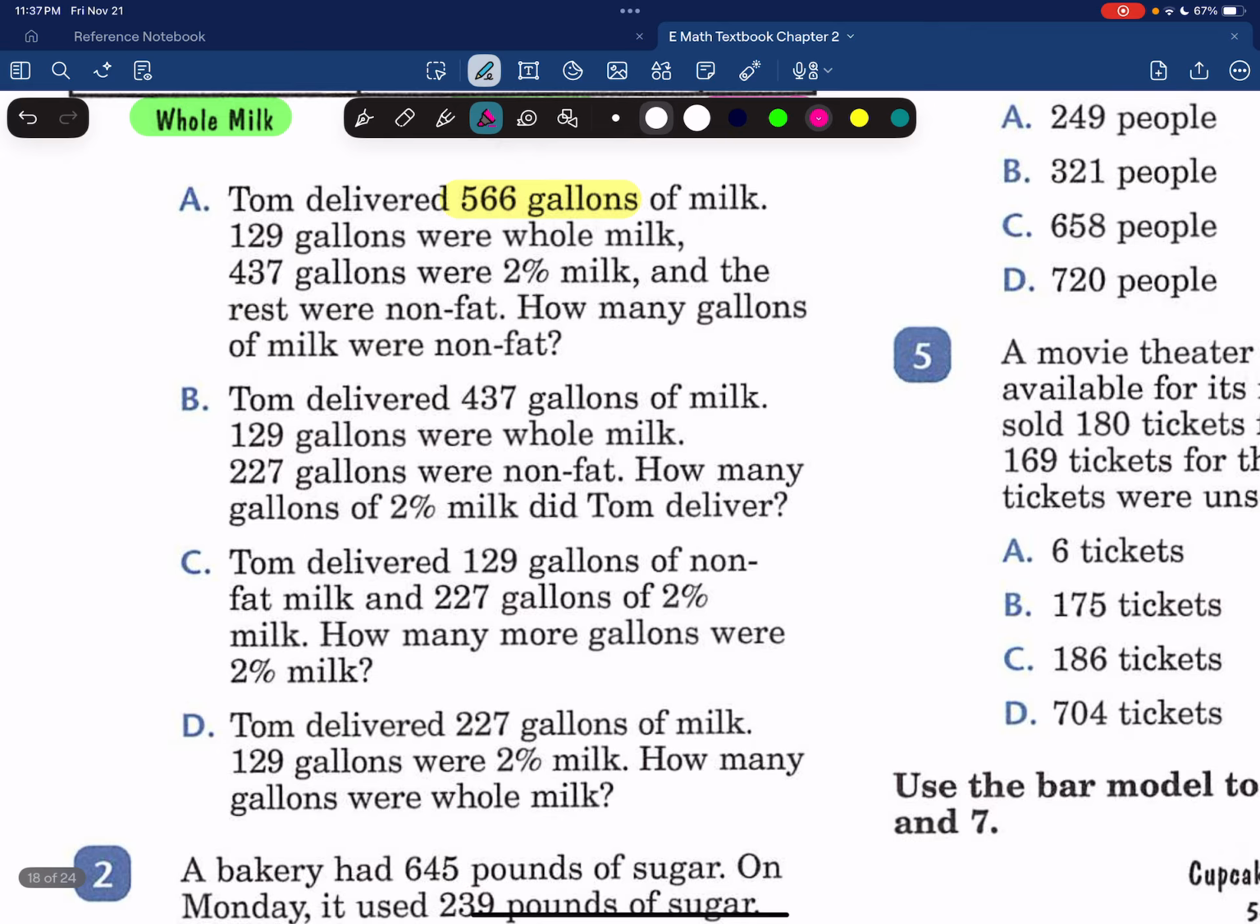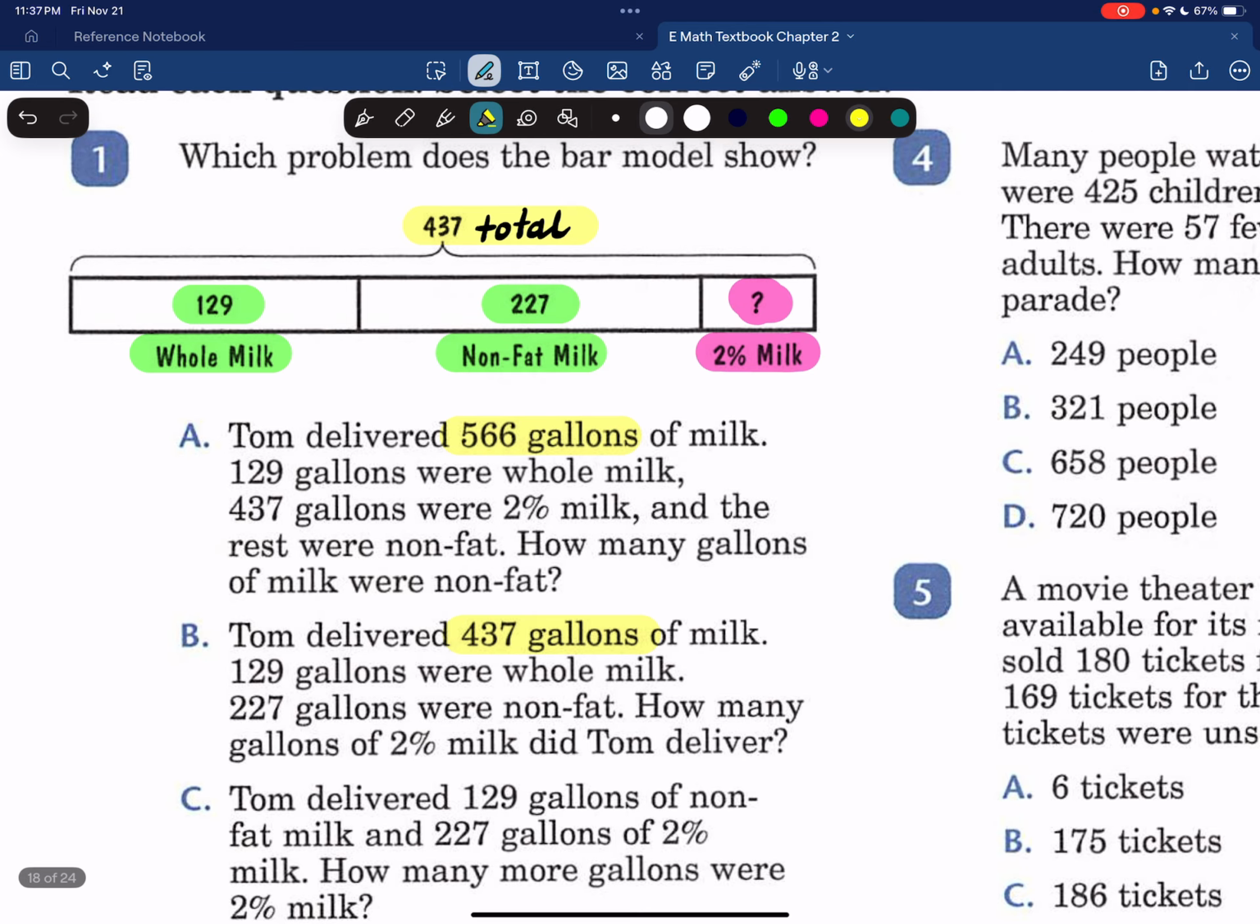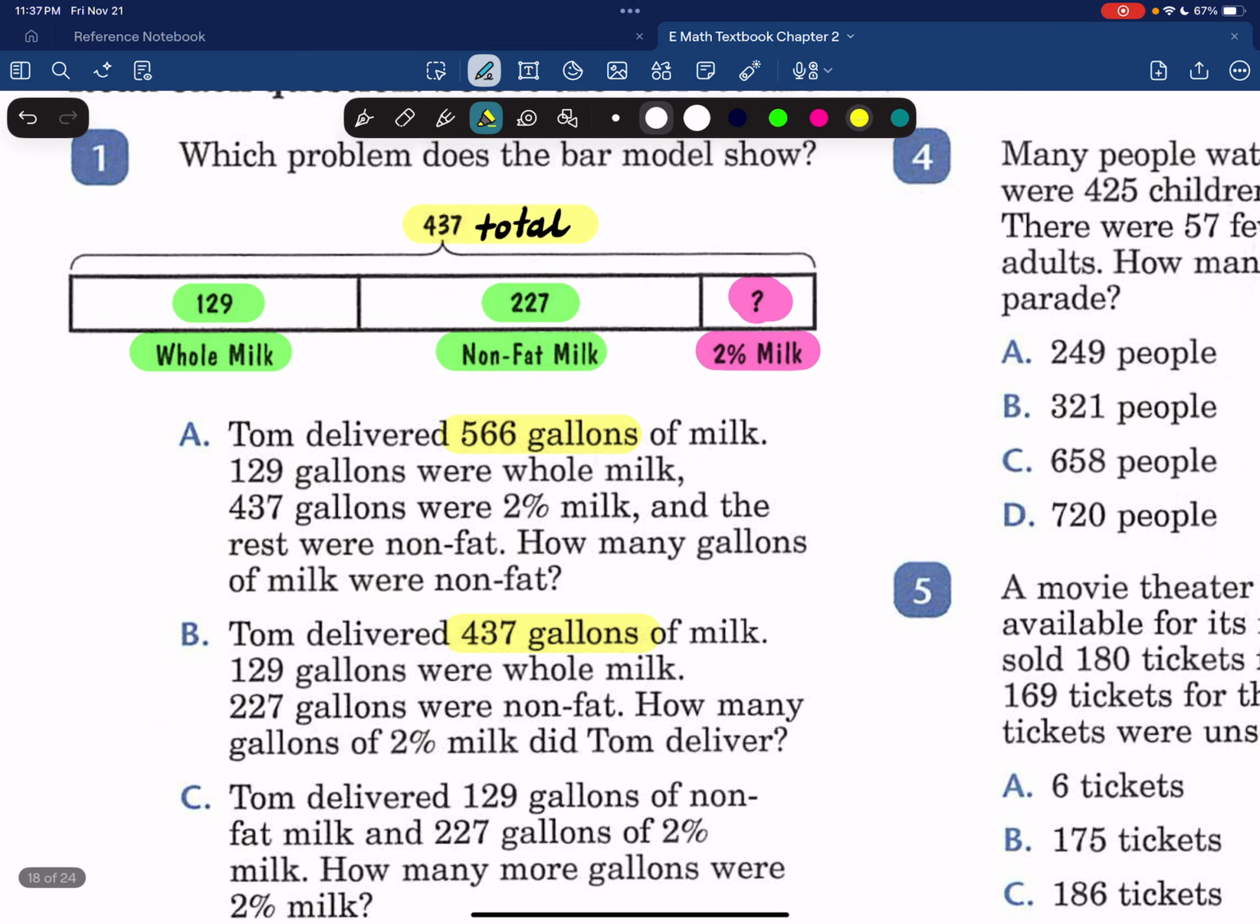B. Tom delivered 437 gallons of milk. I like that because that matches my total. 129 gallons were whole milk. That fits. 227 gallons were non-fat. That fits. How many gallons of 2% did he deliver? That fits. That's it. That's the answer.